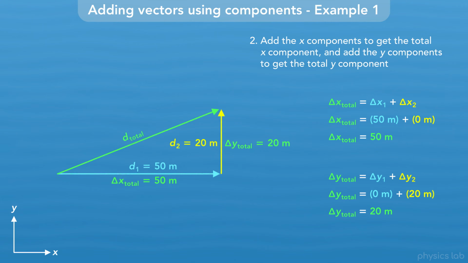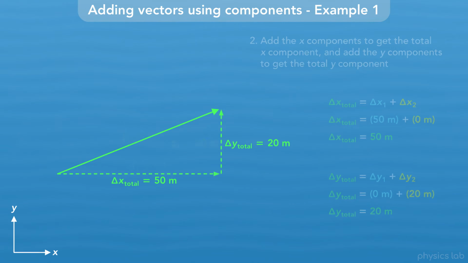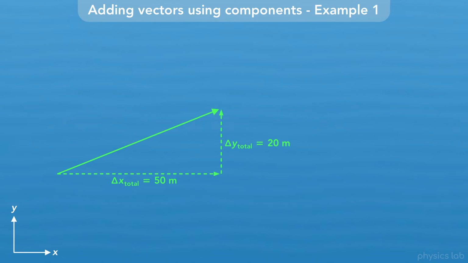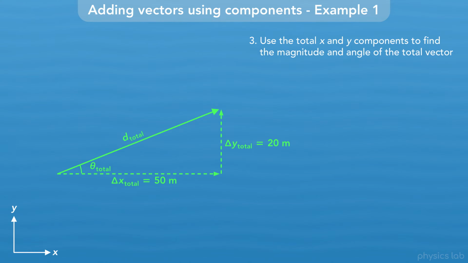This is the simplest example of adding two vectors because each vector is one-dimensional. We might have been able to see that the x component of d total is 50 meters and the y component is 20 meters. But it's worth walking through the steps, and we'll do a more complicated example next. So now that we have the components of the total displacement vector, we can find the magnitude and the angle. Remember, the components and the vector form a right triangle, so we can use geometry and the trig functions to find what we're looking for.